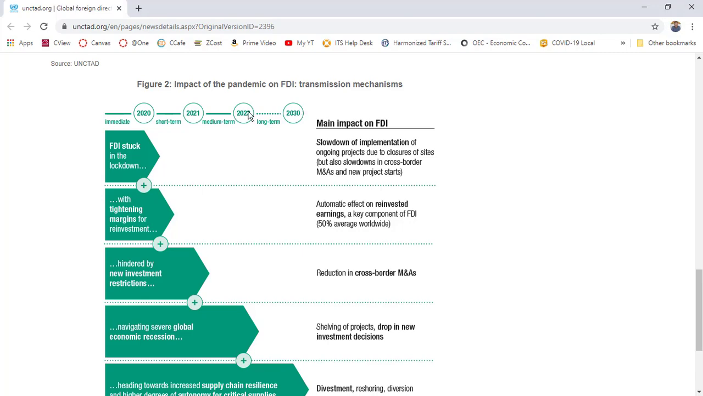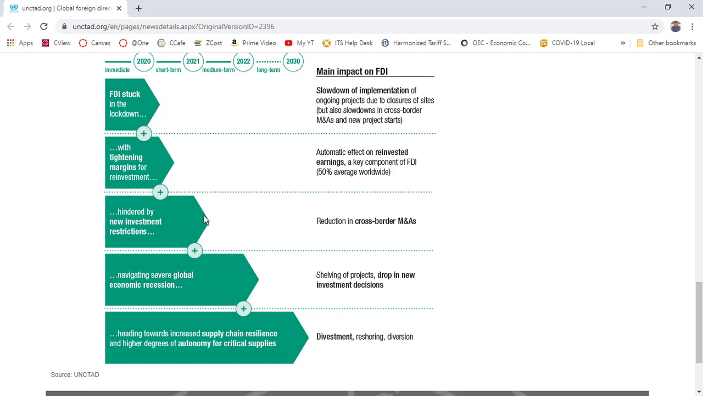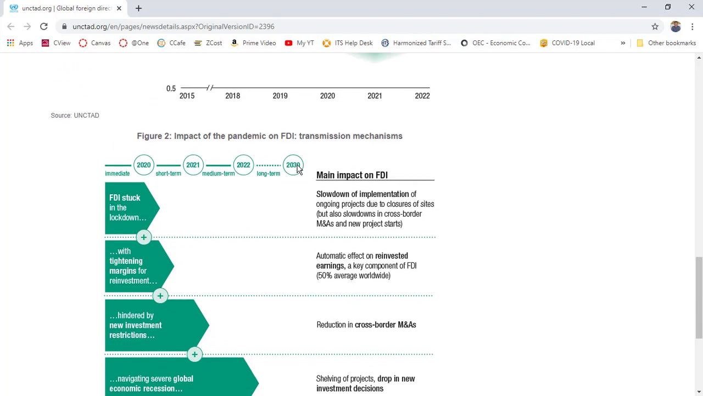Again, you can see the long-term effect, showing you over years how this is going to play out. This is hindered by new investment restrictions, again, a reduction in cross-border mergers and acquisitions, and navigating severe global economic recession, which some people are predicting right around here is going to really, really hit, if not sooner, shelving projects and a drop in investment decisions. And then finally heading towards increased supply chain resilience and higher degree of autonomy, divestment, reshoring, diversion, and we eventually get back on our feet around 2030, right? Let's hope they're all wrong.